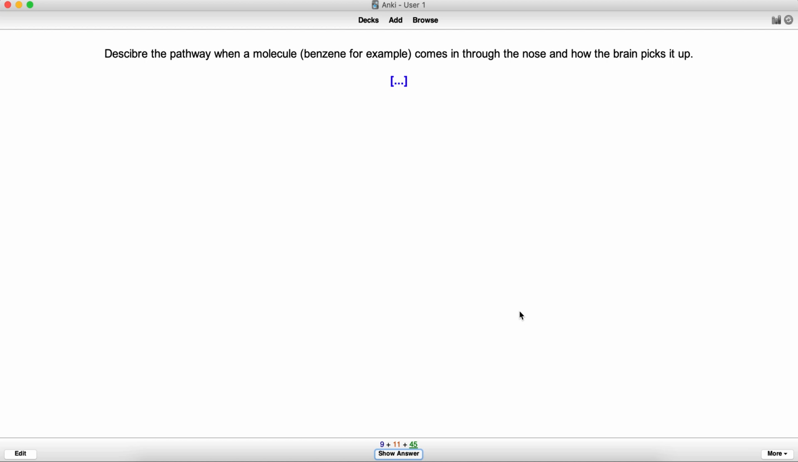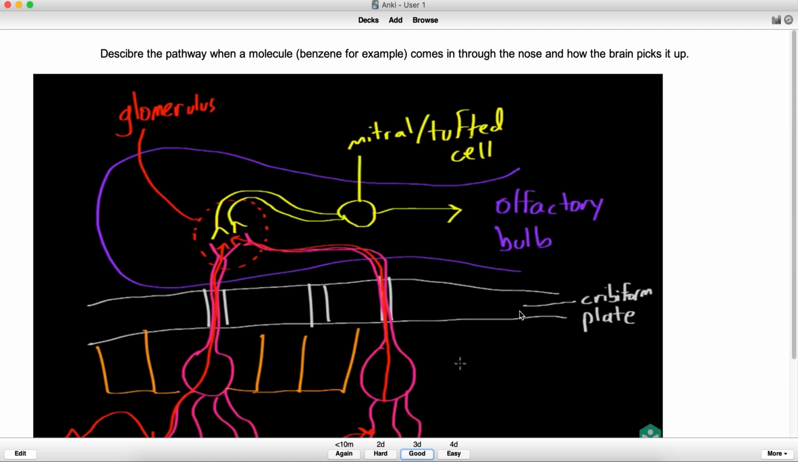Describe the pathway of a molecule. When benzene comes in through the nose, it binds to basal olfactory cells in the olfactory epithelium through GPCR. Those will send projections through the cribriform plate into the accessory olfactory bulb to the glomerulus, which contains mitral cells, which then signals the amygdala.